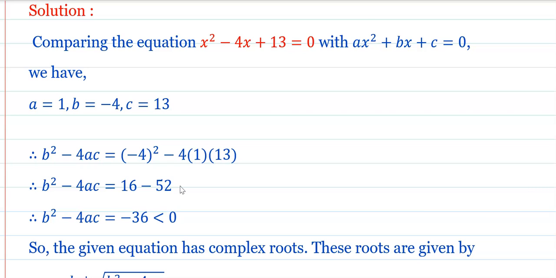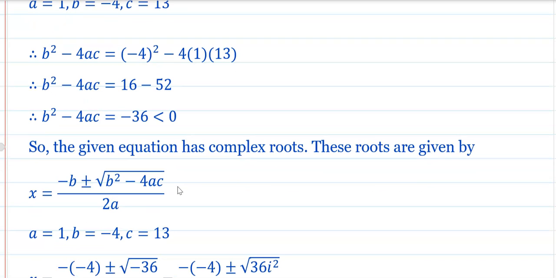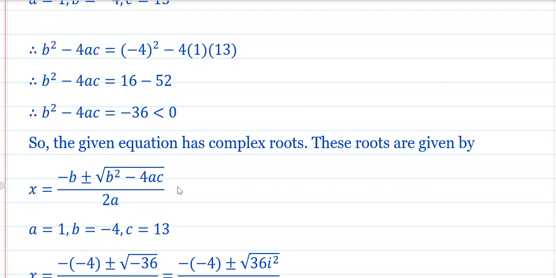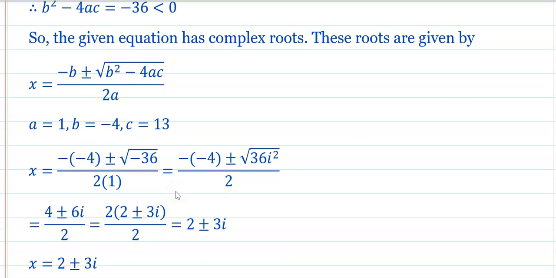A is 1, c is 13. 16 minus 52, then you will get minus 36, which is less than 0. So the given equation has complex roots. These roots are given by x is equal to minus b plus or minus root of b square minus 4ac upon 2a. A is 1, b is minus 4, c is 13.